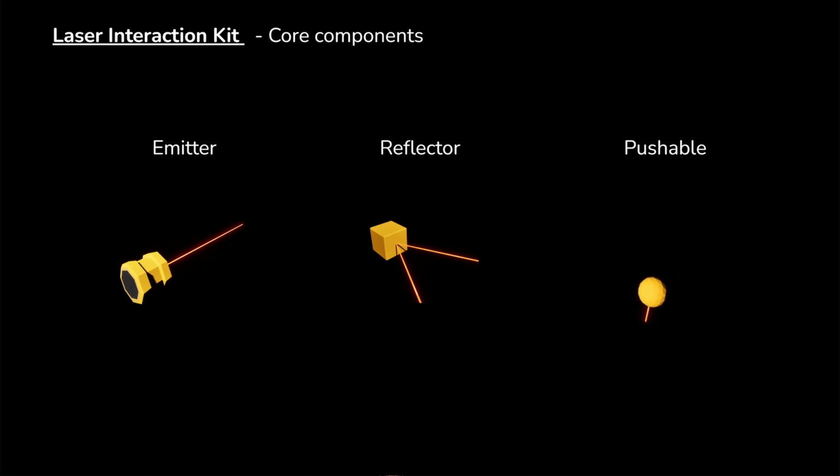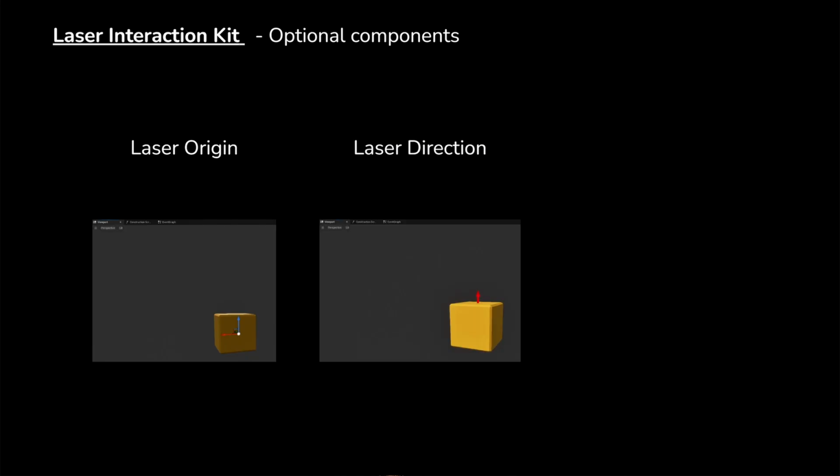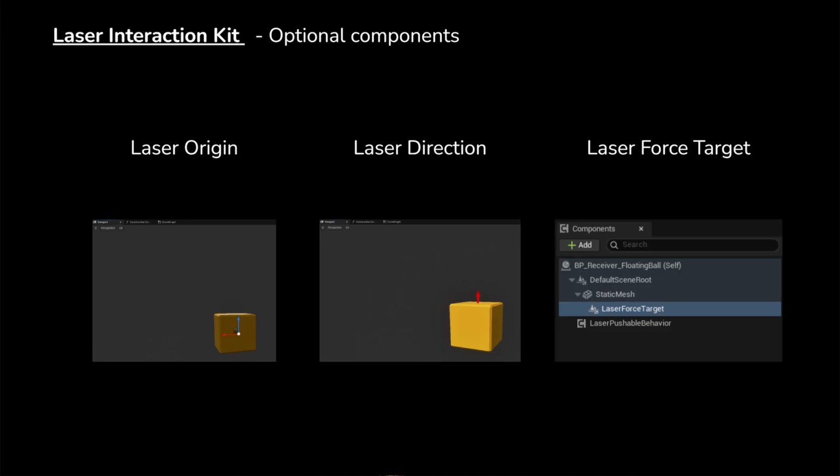In addition to these core components, the plugin includes three optional components that give you even more precise control over the laser system. The LaserOrigin lets you visually define the exit point where the laser beam starts, directly from the viewport, perfect for fine-tuning the behavior of the beam. The LaserDirection allows you to set the beam's direction visually in the editor, giving you full control over how the laser reflects or splits without needing to write code. The LaserForceTarget lets you specify the exact physics point that the pushable component should apply force to.